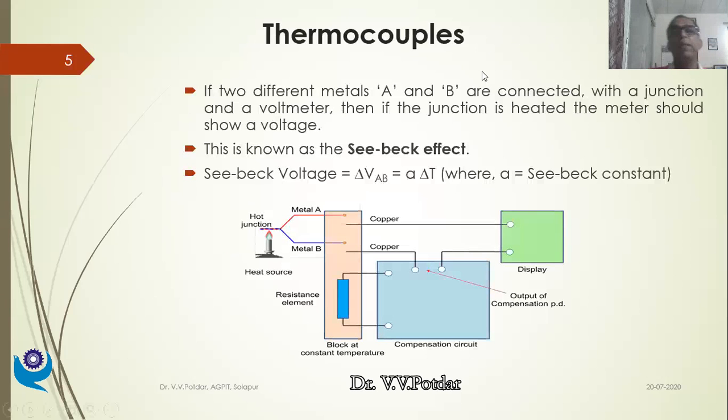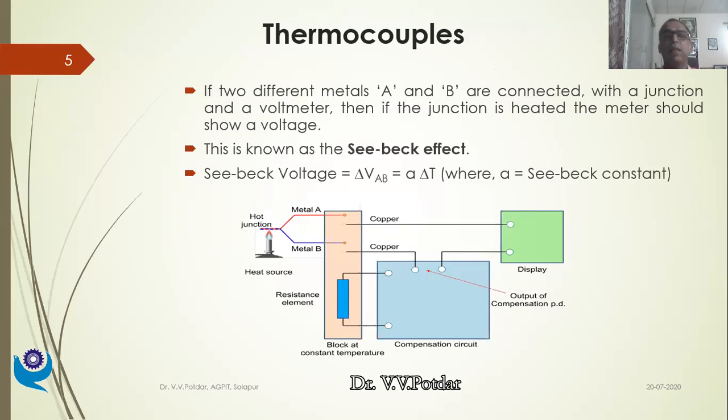First, EMF-based, that is the thermocouple. This we have been studying right from our school days. We know the Seebeck effect: if two different metals, or dissimilar metals, A and B, are connected with a junction and a voltmeter, and if the junction is heated, the meter should show a voltage.